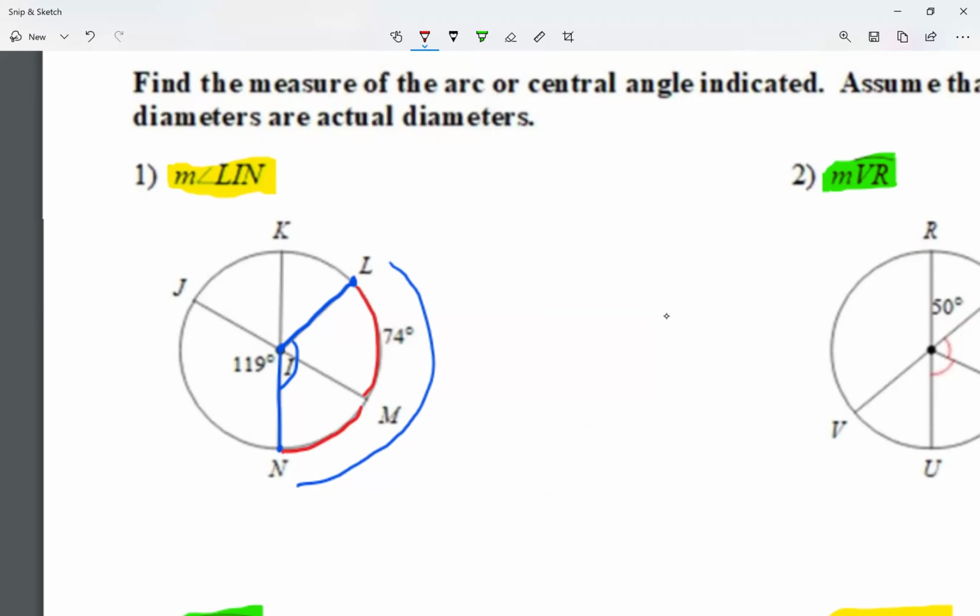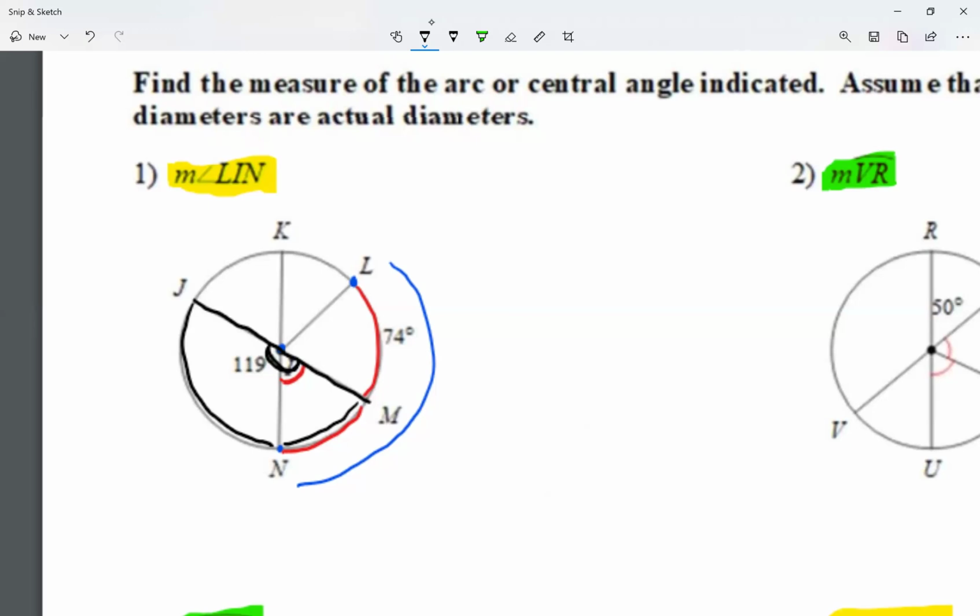Okay. Now, I want you to focus. Let me take this out. I want you to focus on this angle. Pretty sure we can figure it out. Let me just point out we have a diameter here. So that means this whole thing. So I'm going to say this arc and this arc combined is 180.